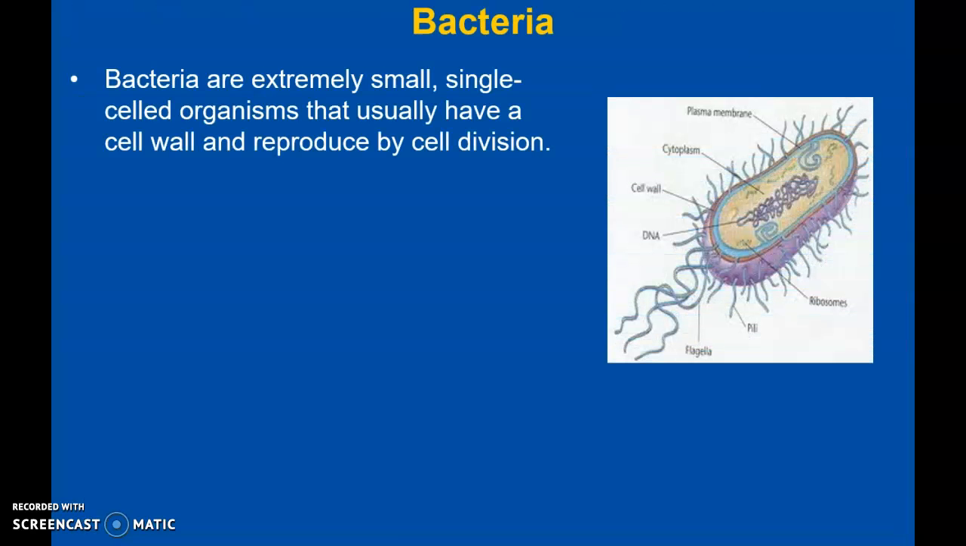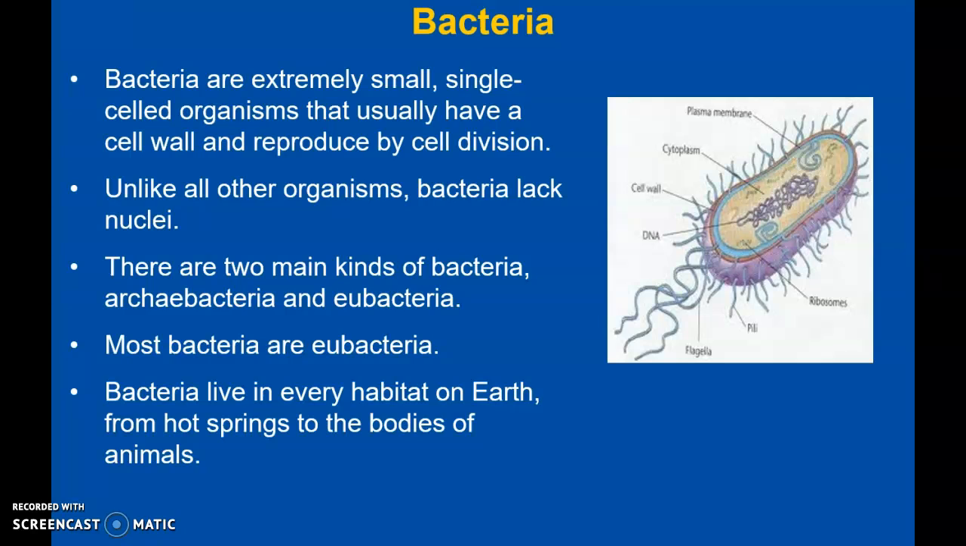So the first one we're going to talk about is bacteria. Now, the bacteria are grouped into 2 different groups, archaebacteria and eubacteria. Most bacteria are eubacteria. The archaebacteria can live in extreme conditions, like hot springs, places where other things wouldn't be able to live. And the eubacteria are the most common bacteria that we know about.